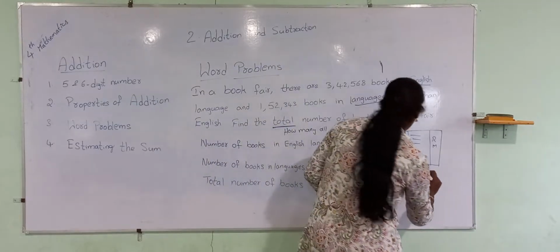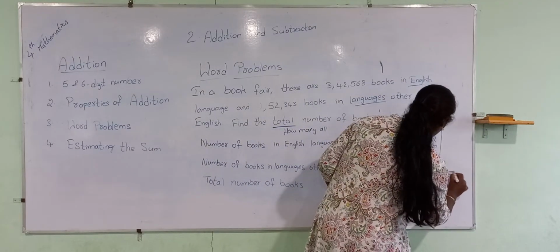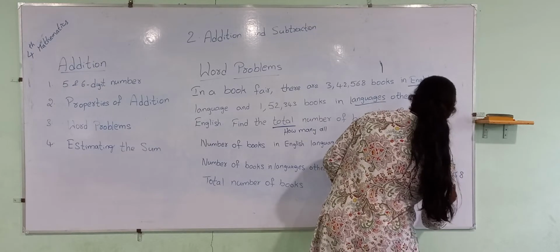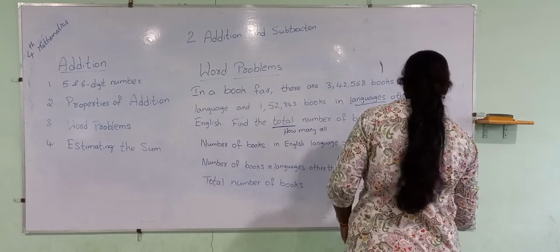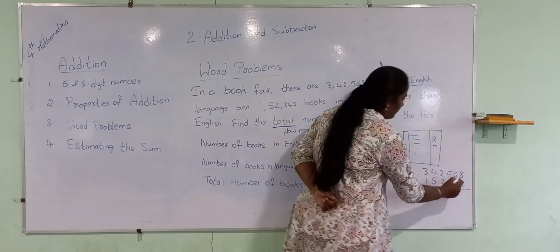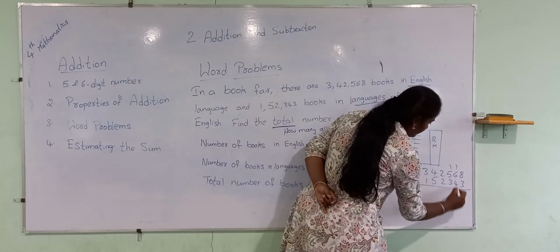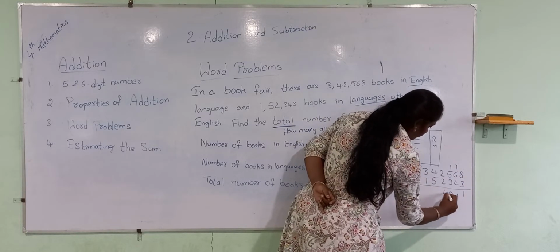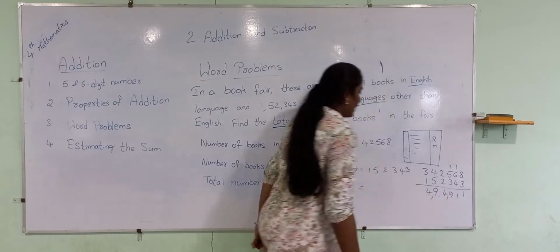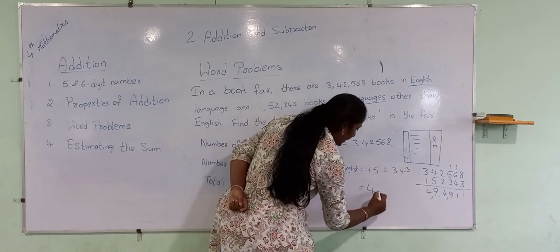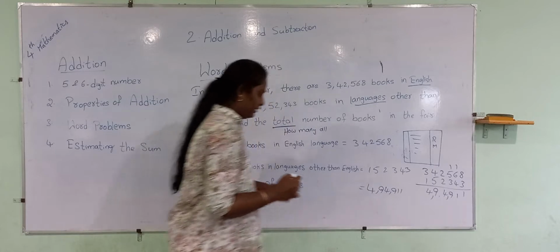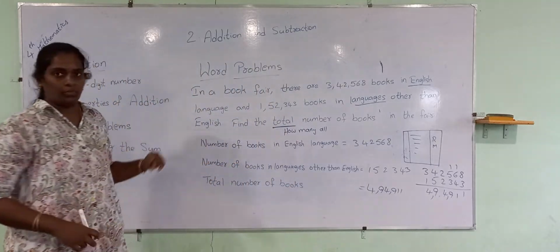Now we will do the addition. Eight plus 3, 11, 11, 9, 4, 9, 4. So what is the answer? 4,94,911 books are there in total. Yes? This is the word problem.